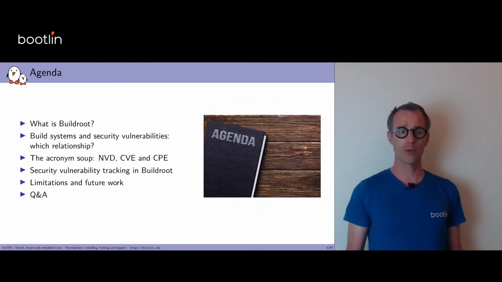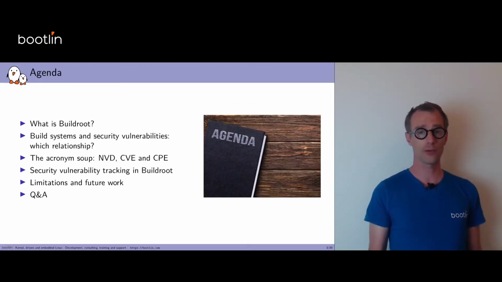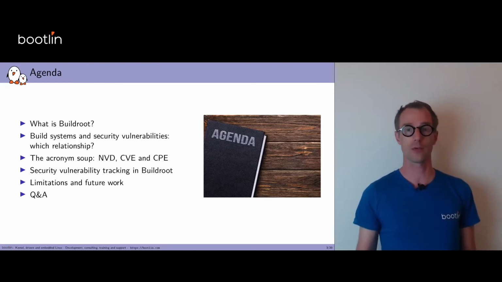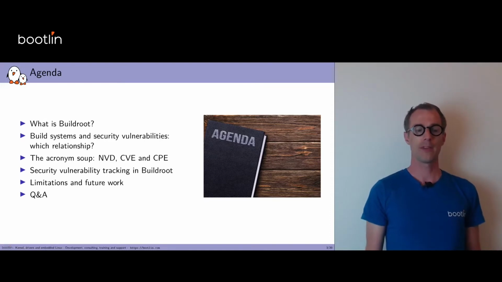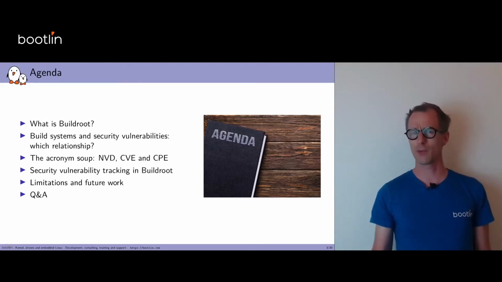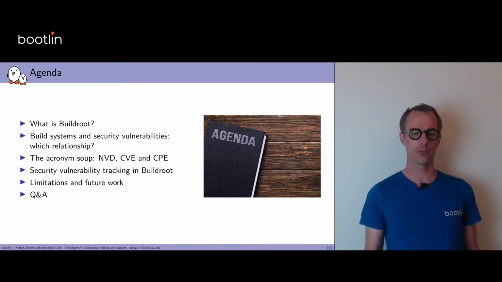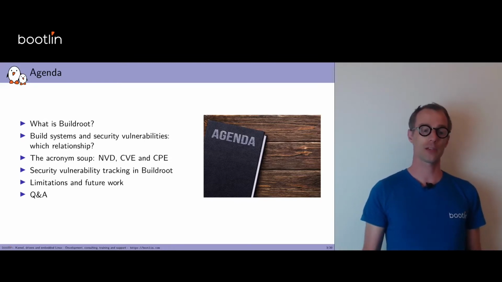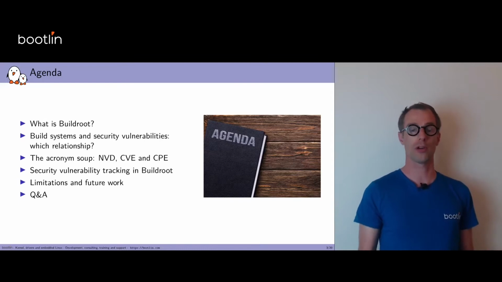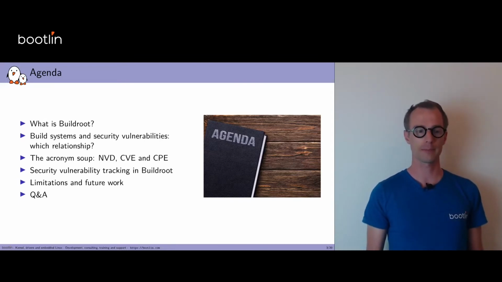So in this talk, I would like to briefly introduce what is Buildroot, but I will assume that most of you know what Buildroot is and what the purpose of Buildroot is. Then we will talk about build systems and security vulnerabilities and what relationship there is between those two topics. We'll introduce some of the acronym soup, such as NVD, CVE, CPE, and what they all mean. And then we'll look at what security vulnerability tooling we have introduced in Buildroot and identify some limitations and possible future work, and then it will be open for Q&A.